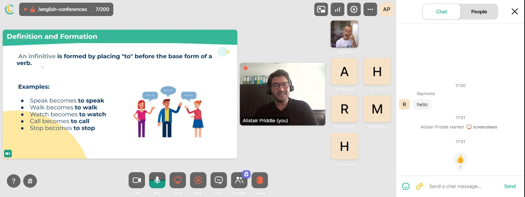Okay, let's continue. An infinitive is formed by placing to before the base form of a verb. Let's have a listen to some examples. Speak becomes to speak. Walk becomes to walk. Watch becomes to watch. Cool becomes to cool. Stop becomes to stop. So a full infinitive is formed by placing to before the base form of a verb, a full infinitive.